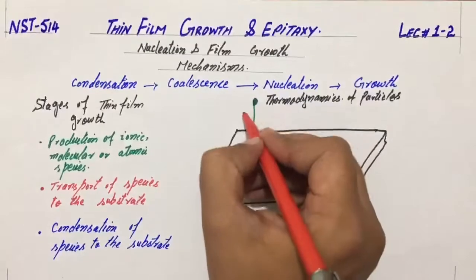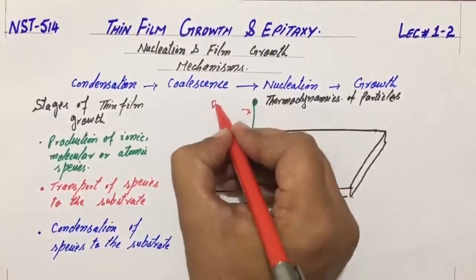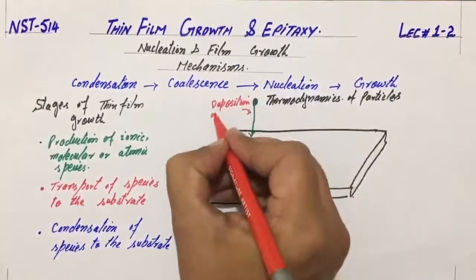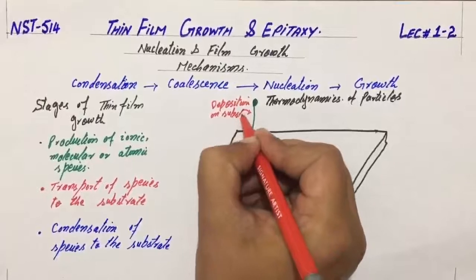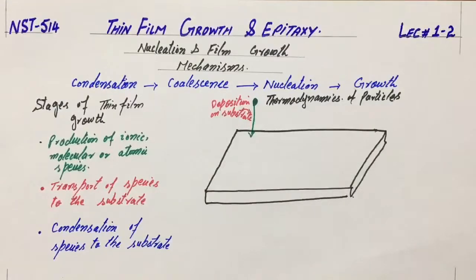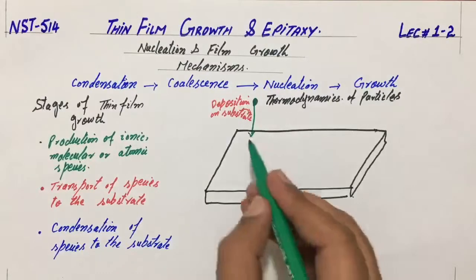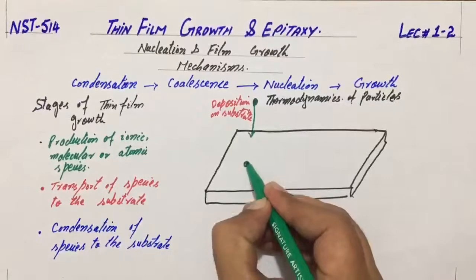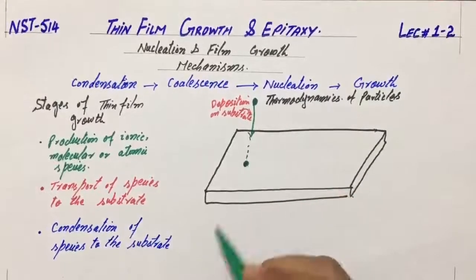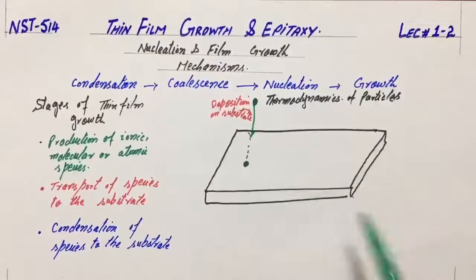So this particle is deposition on substrate. So one possibility is the deposition of this particle on this substrate. The other possibility is the deposition of the particle on the cluster. So meaning that if the particle is over here, it's directly depositing on the substrate. But there is another possibility that there are cluster formations.